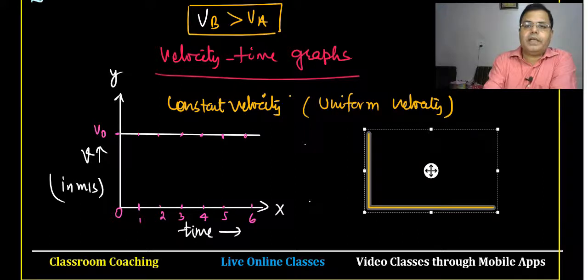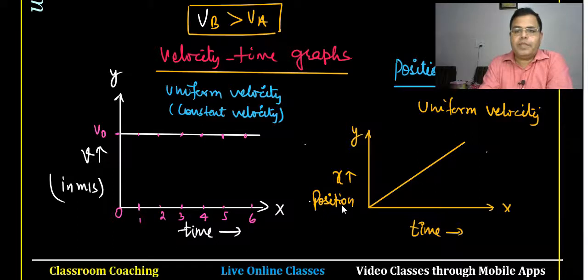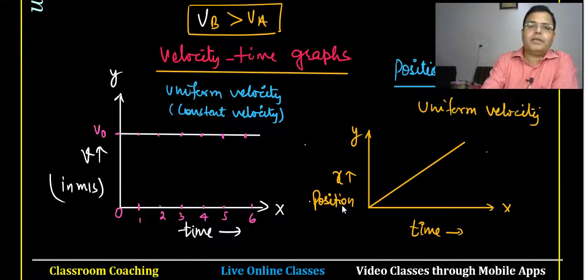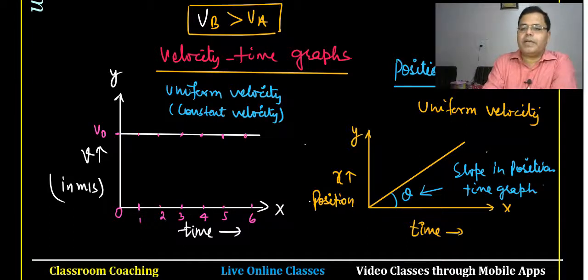The graph will be like a straight line. In a position-time graph, the slope will represent velocity. The slope in a position-time graph, or displacement-time graph, represents velocity.